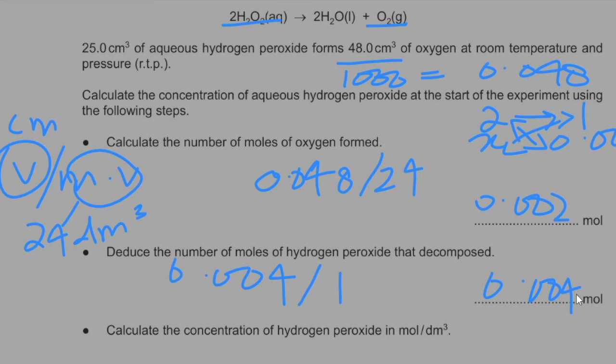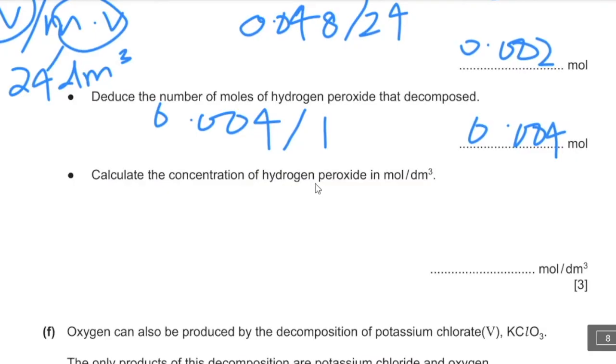And this can also be deduced by just looking at the ratio over here. 2 moles give half of the value of 2, which is 1, and that means if you have half the value already, what is the double of this? You can simply multiply by 2 and you'd get the answer 0.004. Calculate the concentration of hydrogen peroxide in mol per dm³.